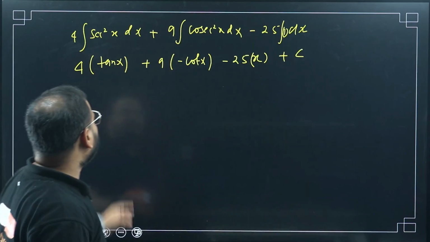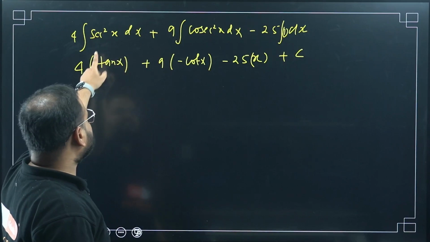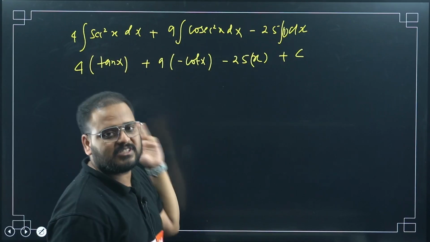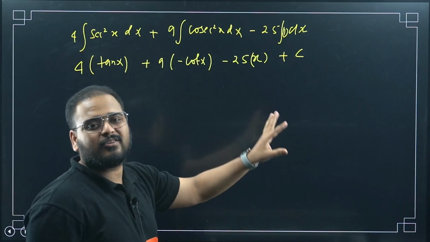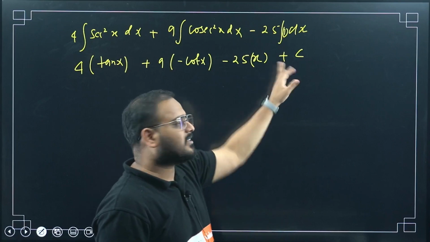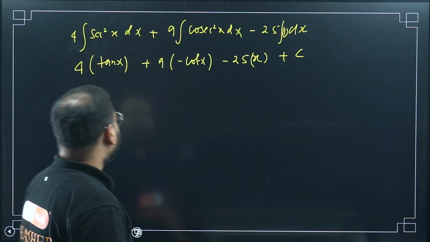Sir, won't each individual integration have a constant? Should it be c1, c2, c3? We should have 3 integrations, so 3 constants, c1, c2, c3. But we can add them and write it as 1 constant c, because we don't know the value anyway. Just write it as c. Don't write 3 different constants, okay?